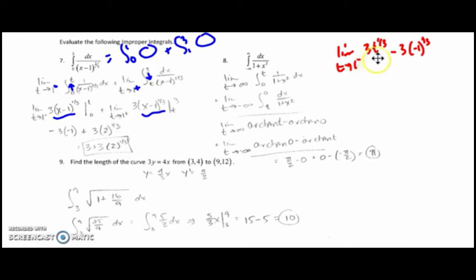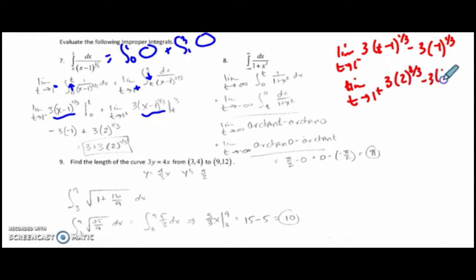So when I go to 1 from below, let me make sure I did that right. I plug in t here. I did not do that right. Give me a moment to fix. So I plug in t here, so 3 times t minus 1 to the 1/3, minus 3 times negative 1 to the 1/3. And then my other integral will be the limit as t goes to 1 from above of 3 times 2 to the 1/3 minus 3 times t minus 1 to the 1/3.